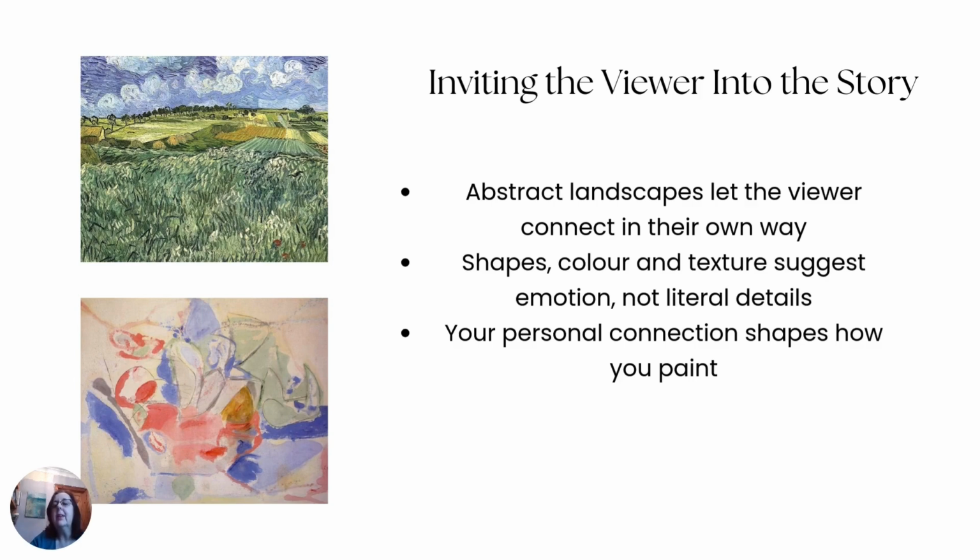Helen Frankenthaler's Mountains and Sea pushes abstraction further, stripping away form almost entirely. Instead of clear land or sky, fluid washes of colour suggest a landscape without defining it. Her soak stain technique allows the paint to bleed into the canvas, creating an atmospheric open space where colour itself becomes the experience. Some might see rolling hills, others a quiet vastness like sky meeting water in the distance.